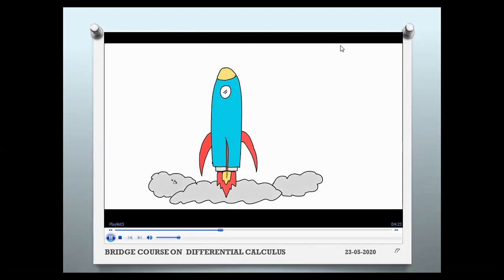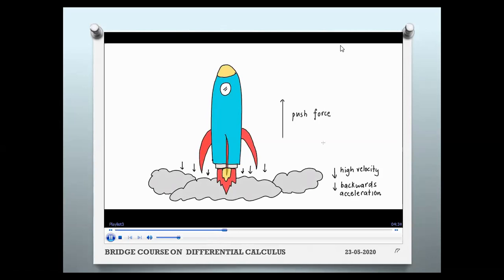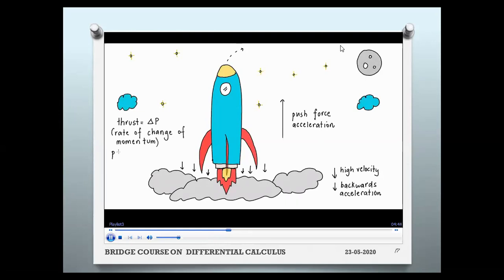As the rocket propellant ignites, the rocket experiences a very large acceleration as the exhaust exits out the back of the rocket at a very high velocity. This backwards acceleration exerts a push force on the rocket in the opposite direction, causing the rocket to accelerate upwards. The force acting on the rocket, called the thrust, is the rate of change of momentum, which is the first derivative of momentum. Using calculus, momentum, or the amount of motion of the rocket, p equals mass times velocity.